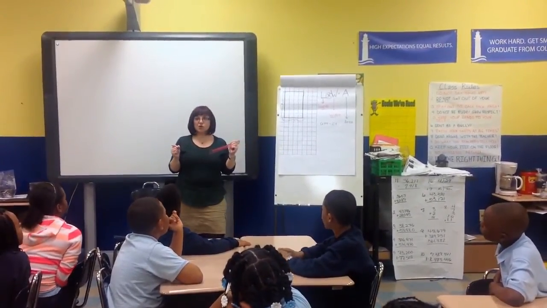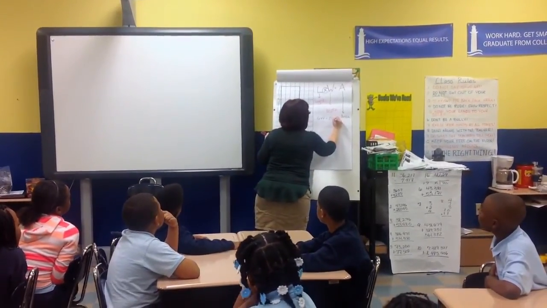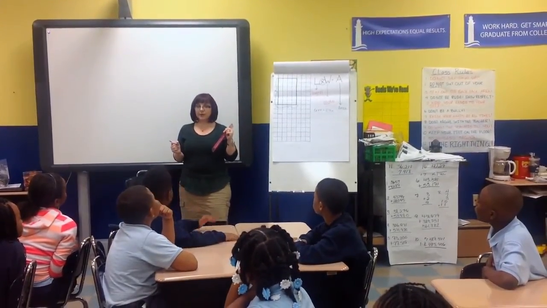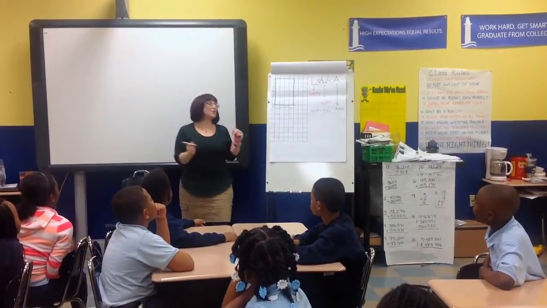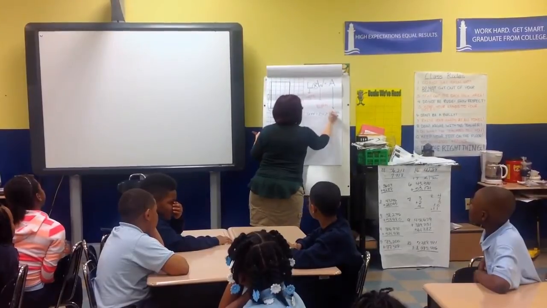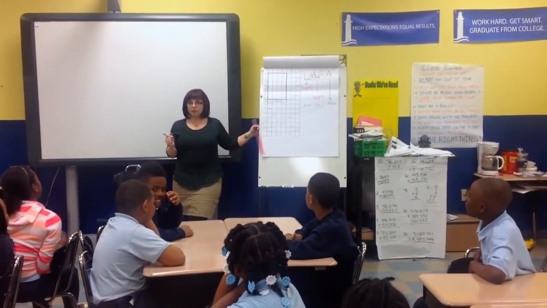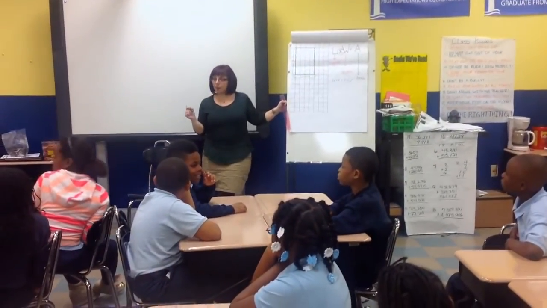Okay, I'm going to change things around. I want this to be my length, and that's to be my width. So, my length, what's my measurement? 3 what? 3 feet, 3 cats? 3 inches. 3 inches, good. What is my width then, Marquishiana? 4 inches. 4 inches.